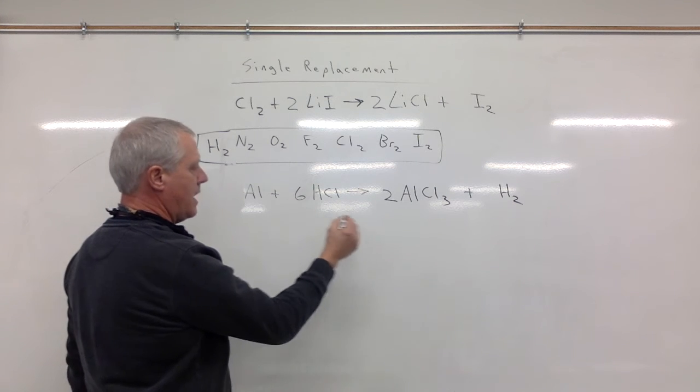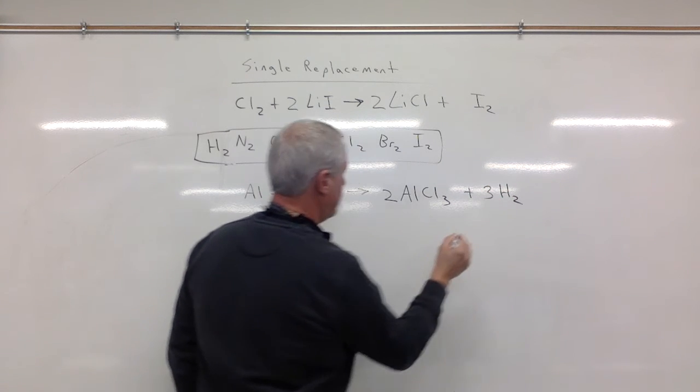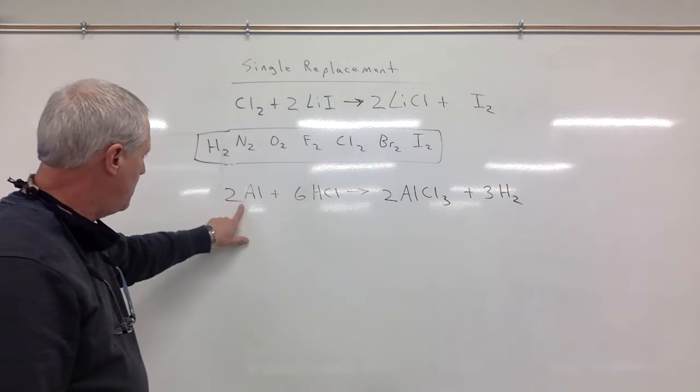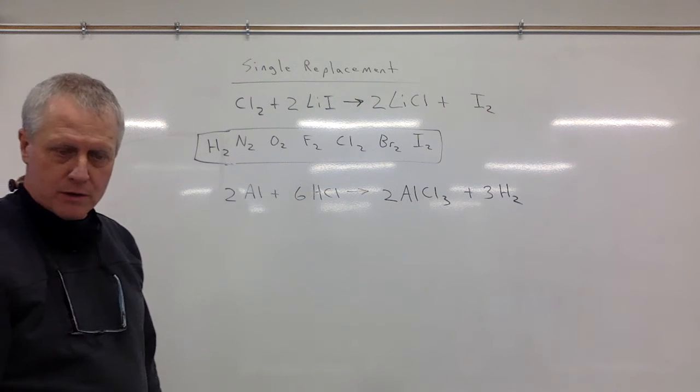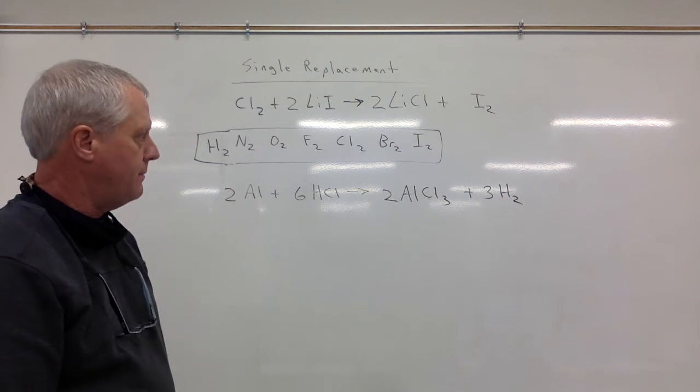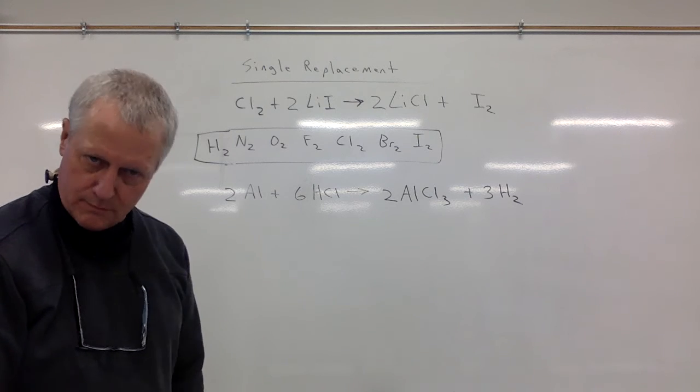And then 6 hydrogens. I got to put a 3 here. And that means I got to put a 2 over here. And that works out. So it's just a matter, guys, of trying some different numbers. It's trial and error. And then 9 times out of 10, you can figure it out.